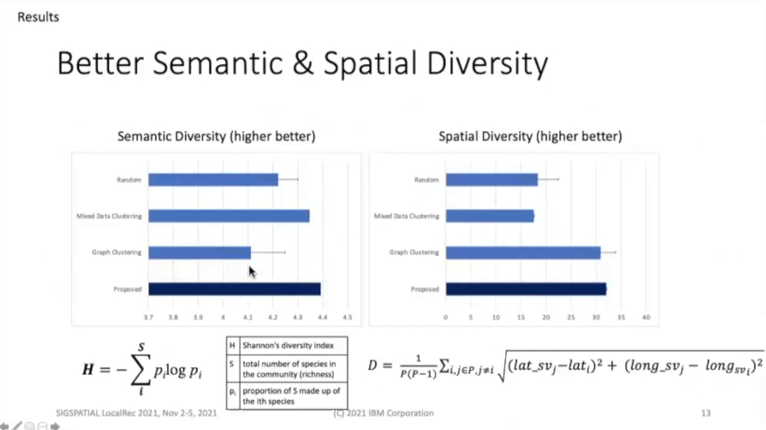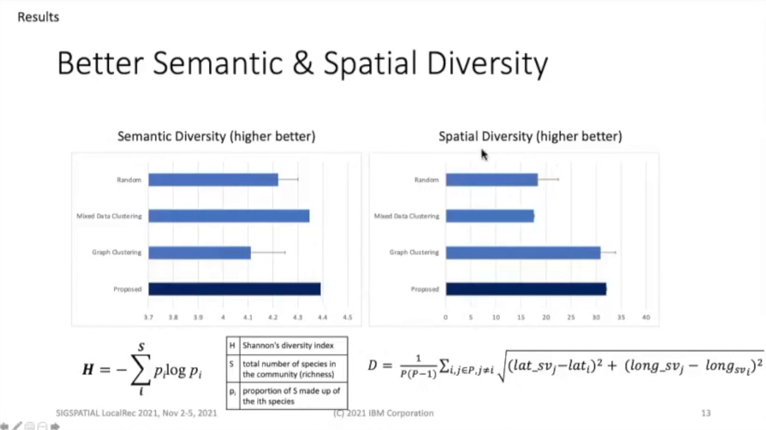With the proposed approach, we're actually able to achieve semantic diversity that is higher than using either a random method, using mixed data clustering on its own, or just graph clustering. Next, comparing the methods in terms of the spectral diversity.